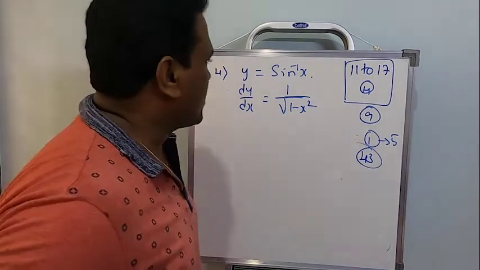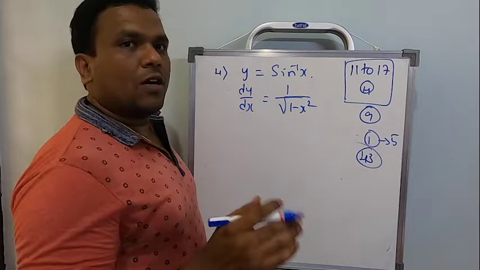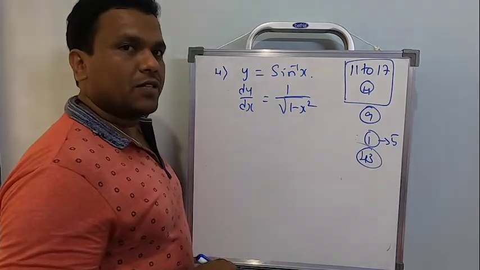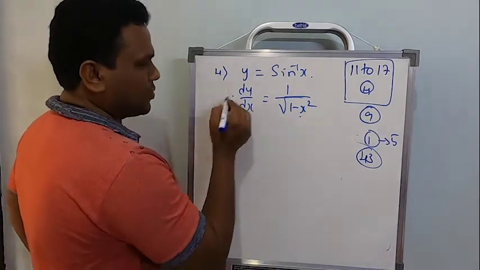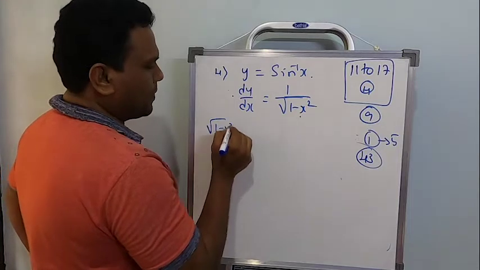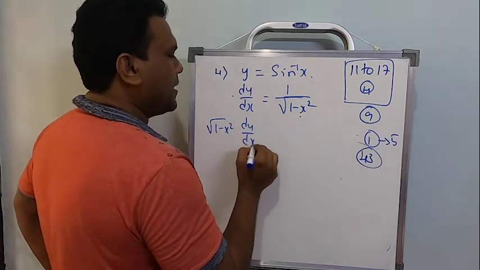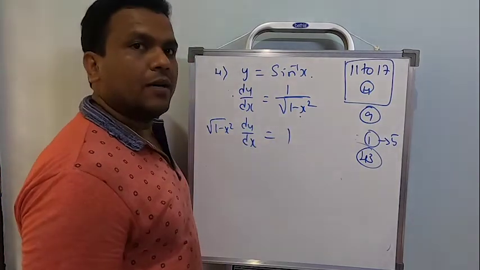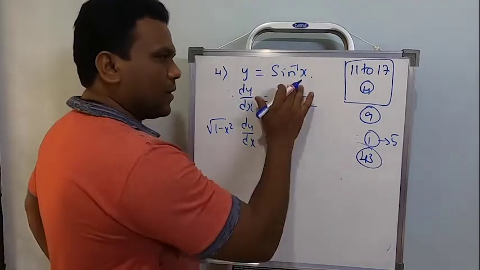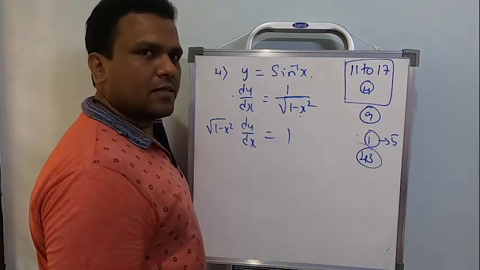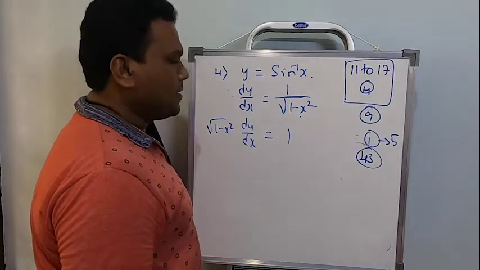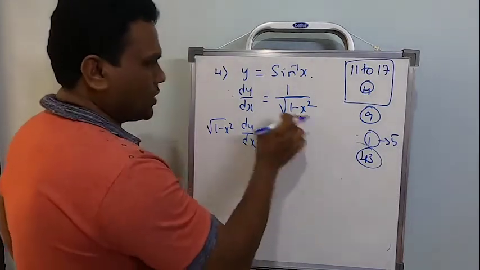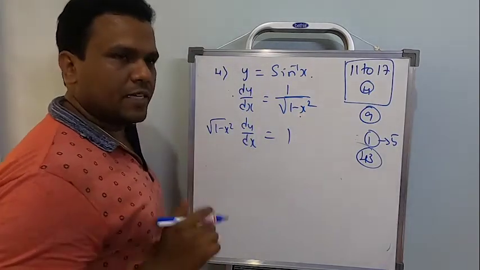Okay, now let's come to this. See, the thing is, I will not directly start the differentiation. Actually, what I will do here, I will shift this to left hand side: root of 1 minus x square multiplied by dy by dx equal to 1. A complication will be there if I start differentiating directly at this place. So better just let me go for this. So shift and then start the differentiation. That is the easiest method.